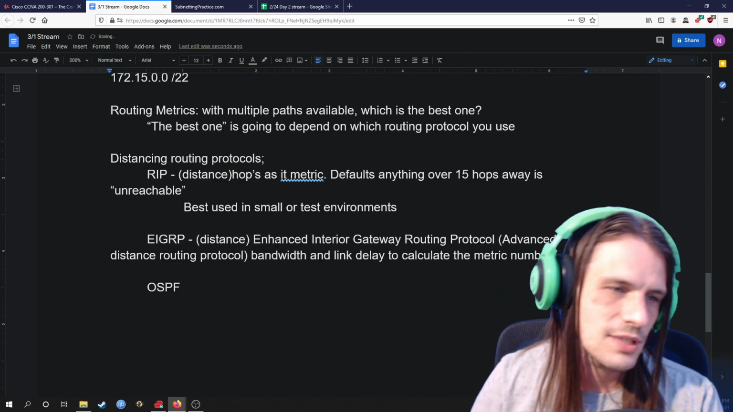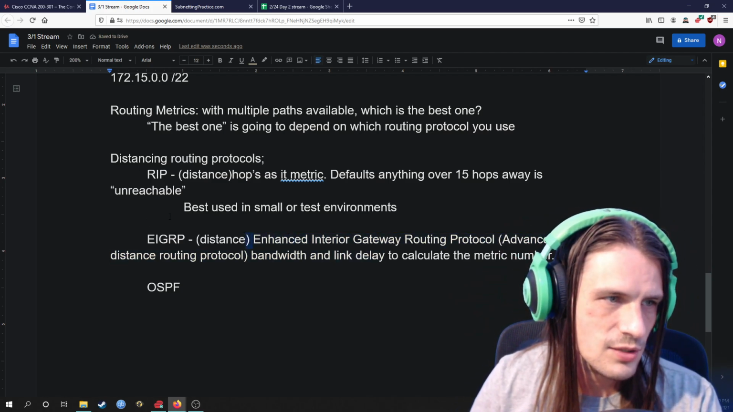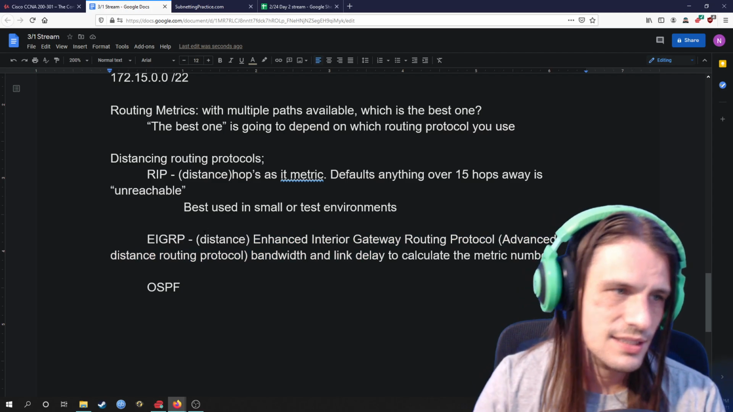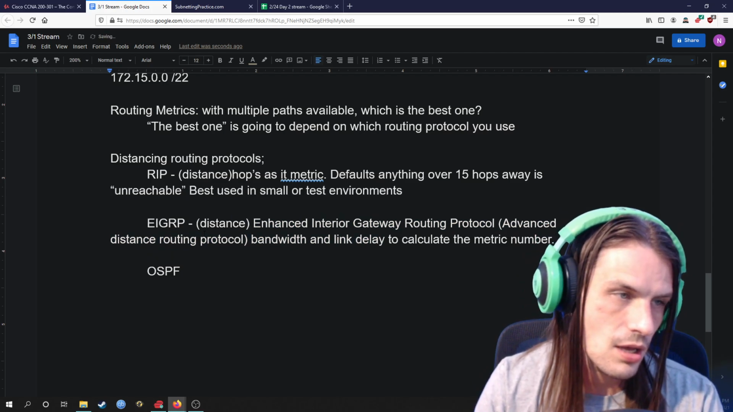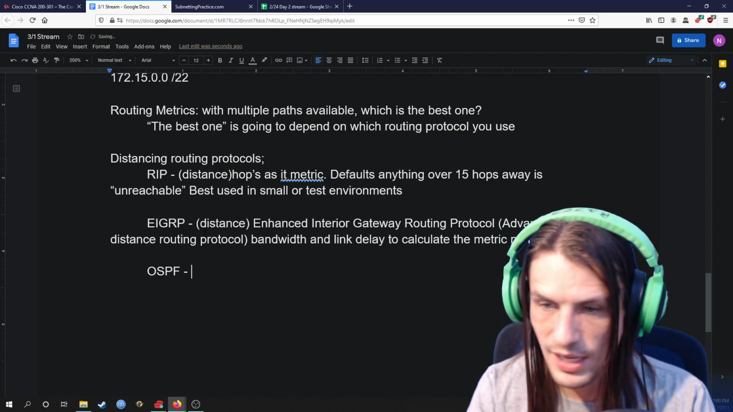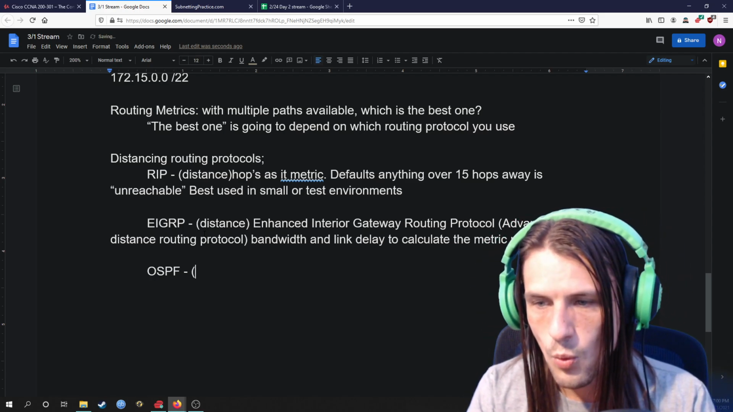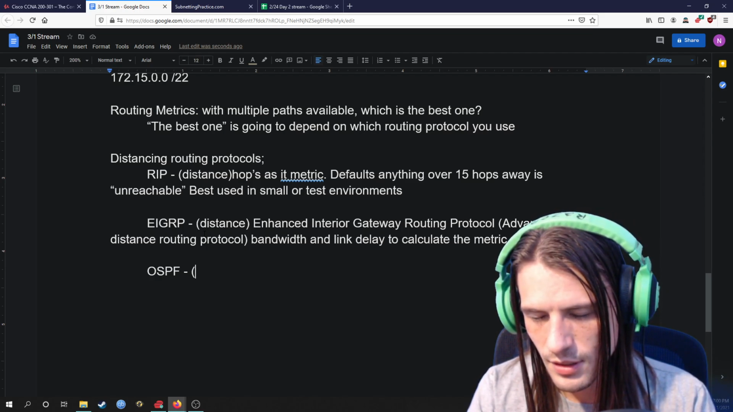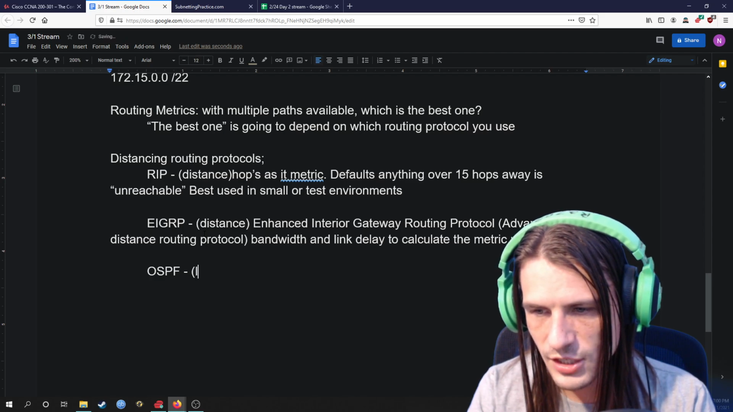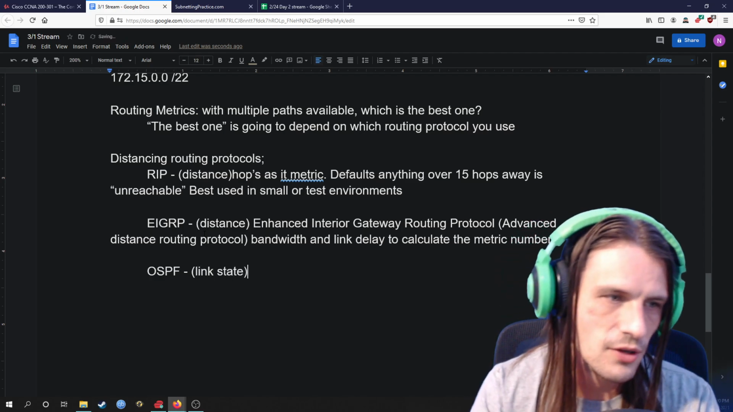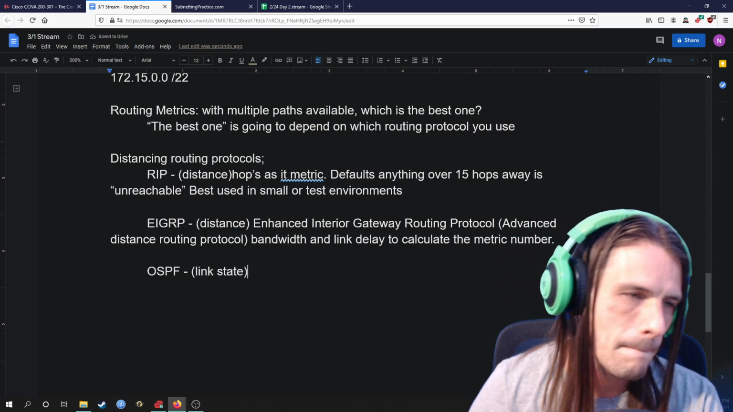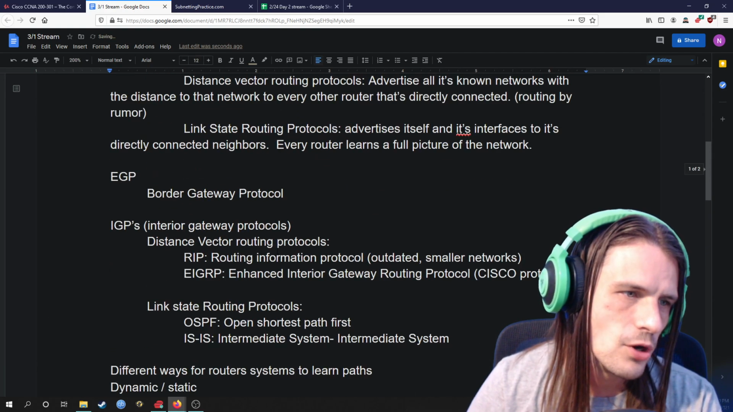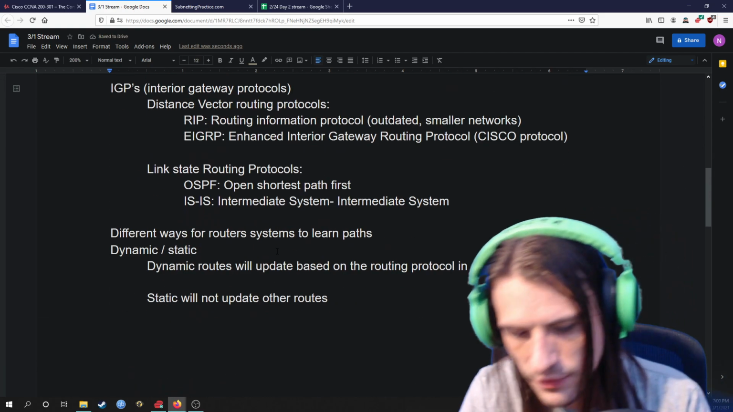Even though we don't necessarily think of the metric that uses one as distance, it still falls under the distance routing protocol. So we just have to remember that as it is what it is. So OSPF is actually a link state. So this one's going to fall under link state. What's that stand for? Open Shortest Path First.